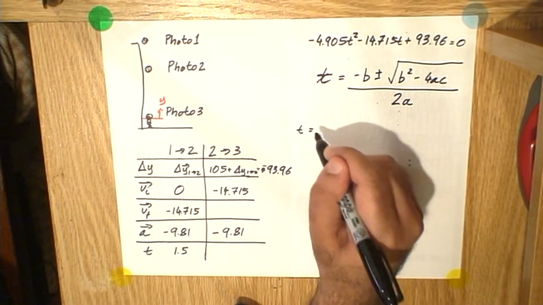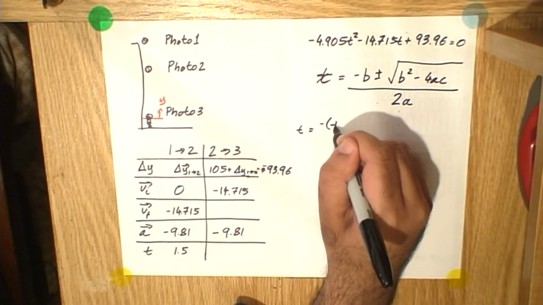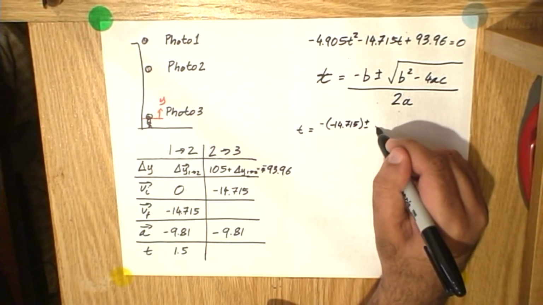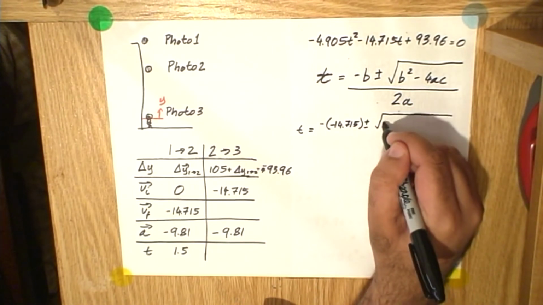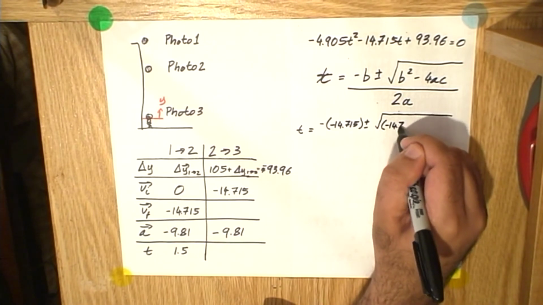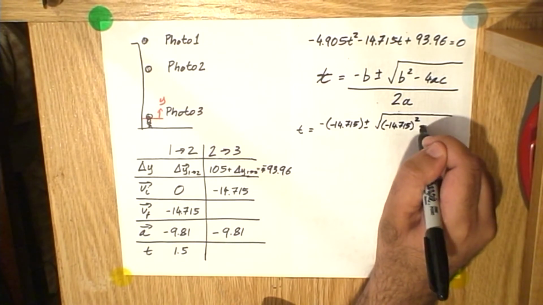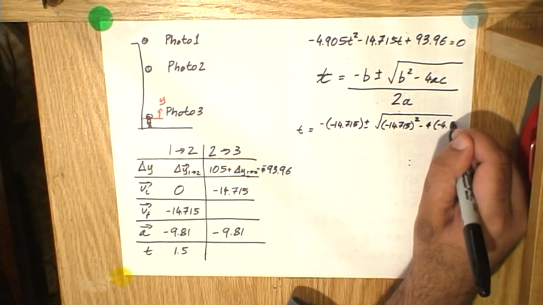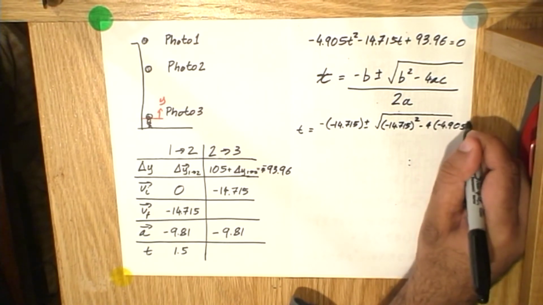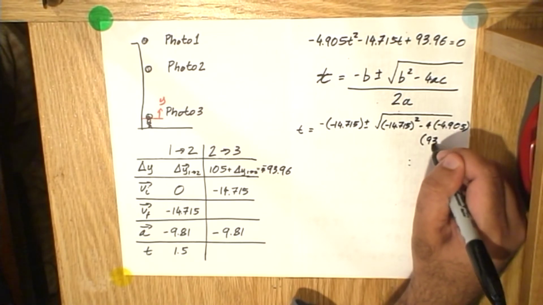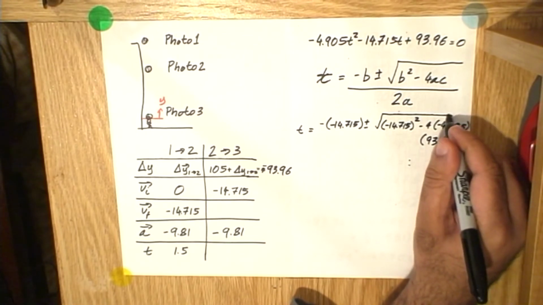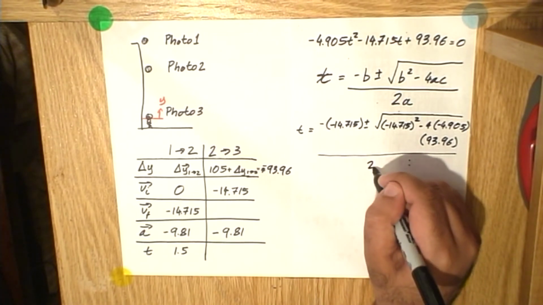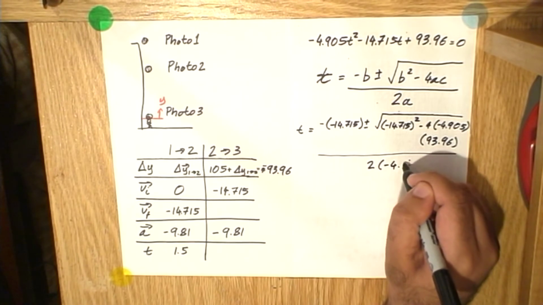So the time is equal to negative b, which is negative 14.715, plus or minus the square root of b, negative 14.715, squared minus 4 times a, which is negative 4.905, times c, which is 93.96. And this whole thing is going to get divided by 2 times a, negative 4.905.